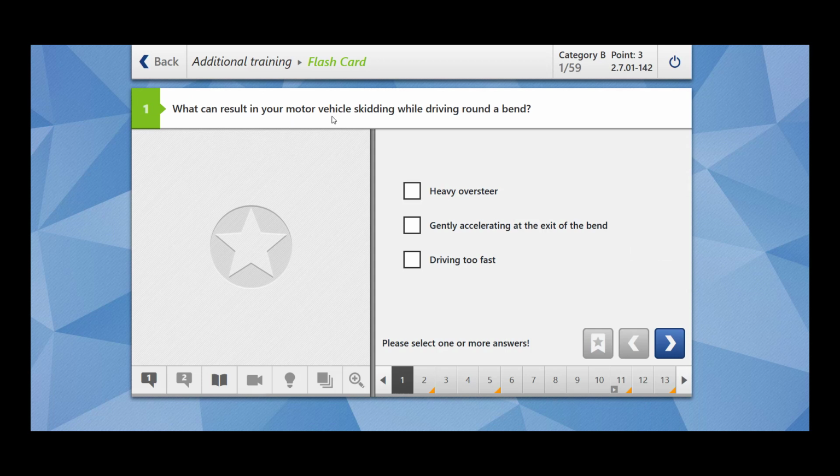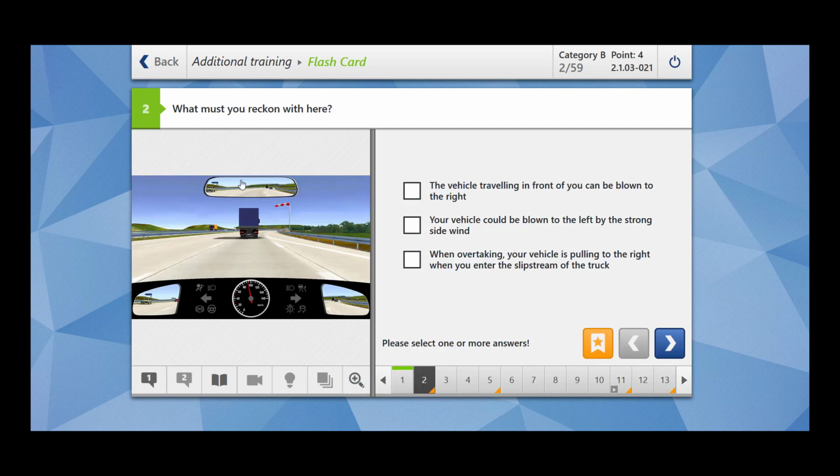What can result in your motor vehicle skidding while driving around a bend? So when you are driving around a bend and your vehicle is skidding, what's the reason for that? Heavy oversteer? Yes. Gently accelerating at the exit of the bend? No. Driving too fast? Yes. Because of the centrifugal force, you feel that your motor vehicle is skidding. Let's look at the answers. It is correct. Moving towards the next.